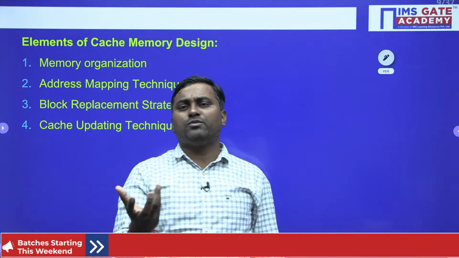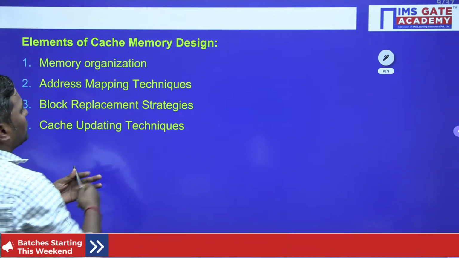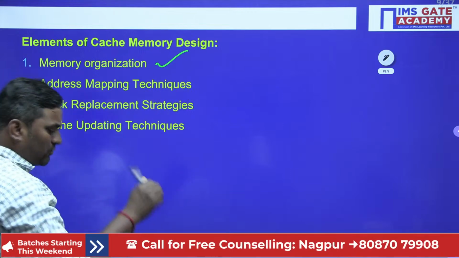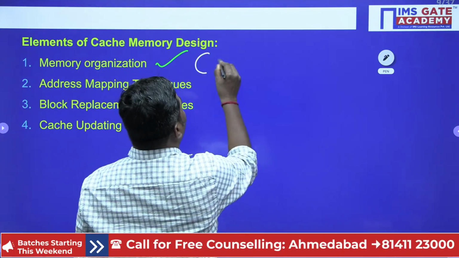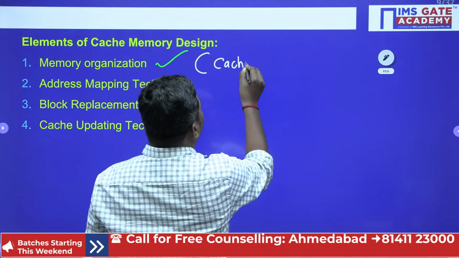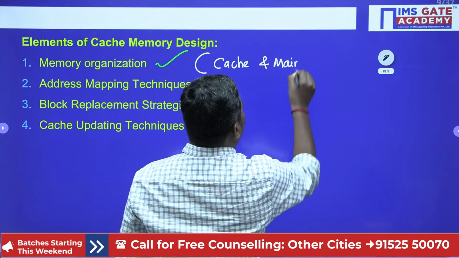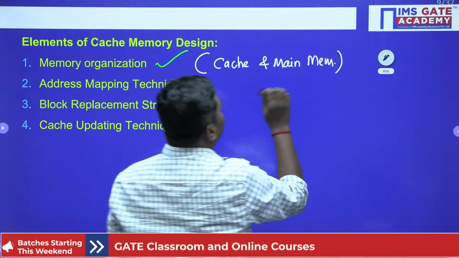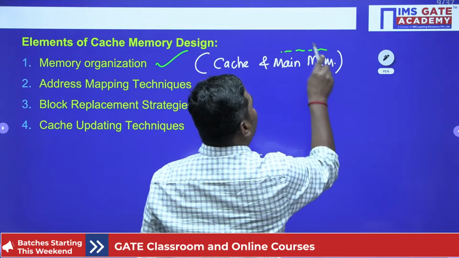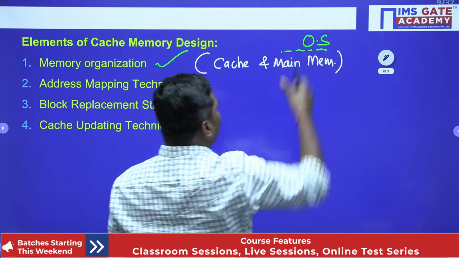What are the elements involved in cache design? First of all, we must know the memory organization of the cache. Here you have to understand the organization of the cache as well as the main memory organization. You might have covered these aspects from an operating system point of view also. Here, observe it from the cache point of view.